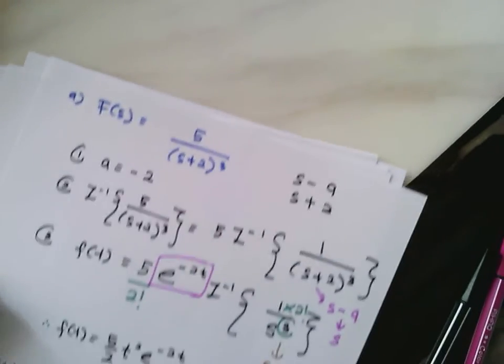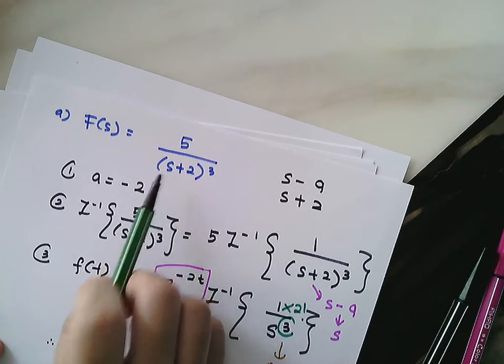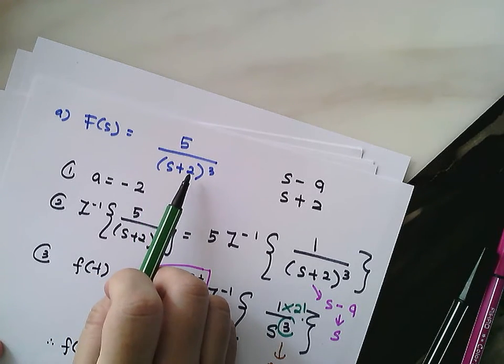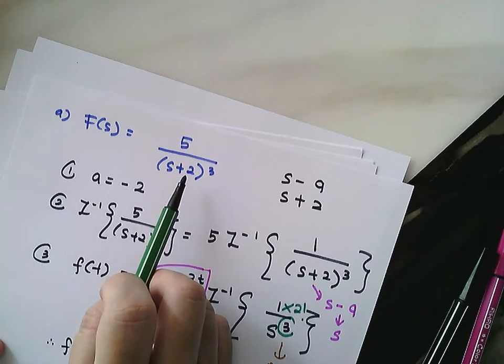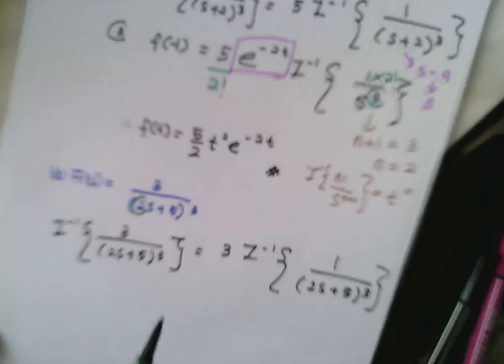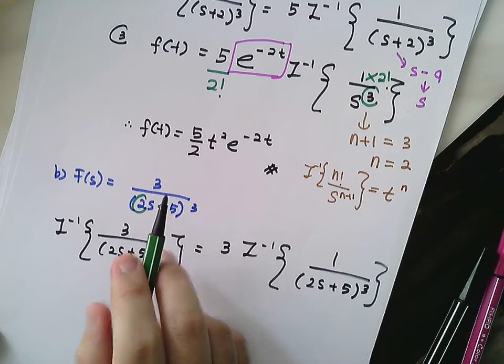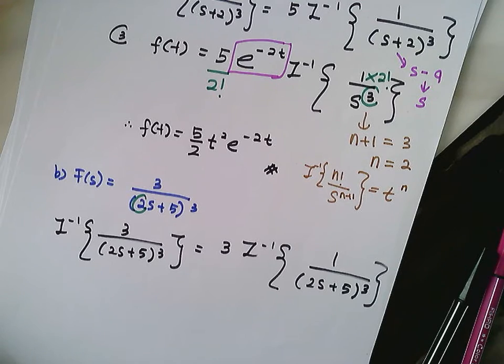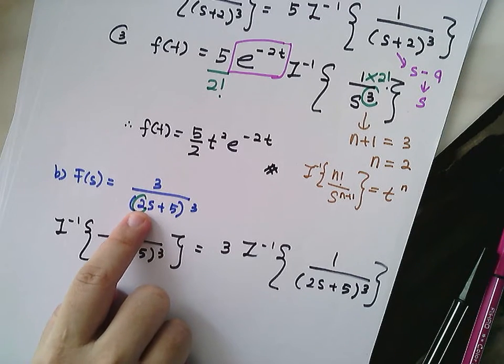Okay, it's different from the first problem, because this one here is clearly an s minus a term. That's why you know that your a is equal to negative 2. But for this one, you have 2s, so you need to do something first. Remember, during my previous video, if you have any coefficient more than 1, you need to factorize.